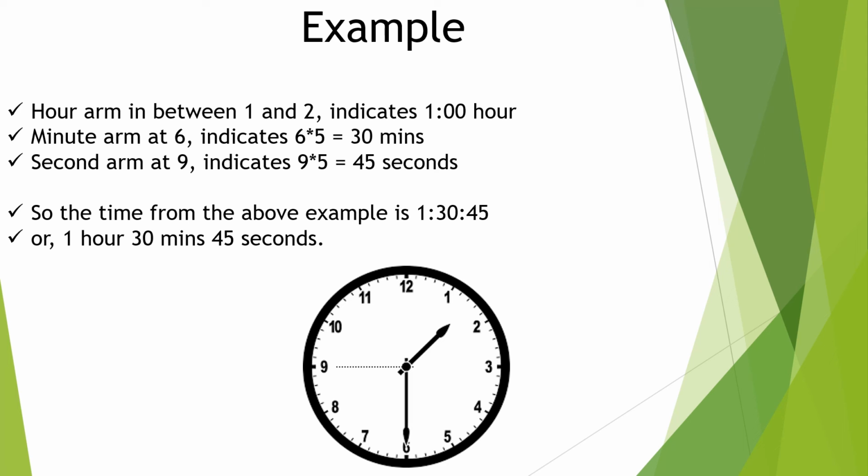For example, if second arm could be at 2, then it could be 2 into 5, that is equal to 10 seconds. So the time from the above example is 1:30 and 45 seconds, or 1 hour 30 minutes 45 seconds. So given below is a clock which shows 1:30 the time and 45 seconds. The second arm is the dotted arm which is pointing towards 9, which is equal to 5 into 9 is equal to 45 seconds. So this was all about an example of reading of time.